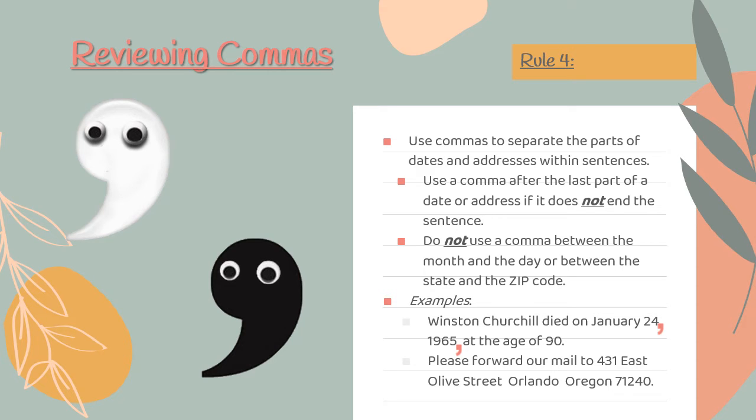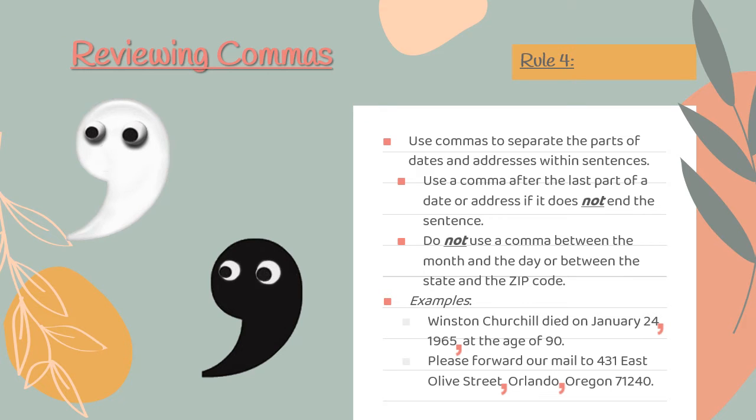Here's our second example. Please forward our mail to 431 East Olive Street, Orlando, Oregon, 71240. Okay, that's 71240, that's your zip code. The 431, that's your house number. It's part of your street address. So the first part of your address is your street address, 431 East Olive Street. Then comes your comma, because now we go on to our next part, which is the city. The city is Orlando, and after that you need a comma.